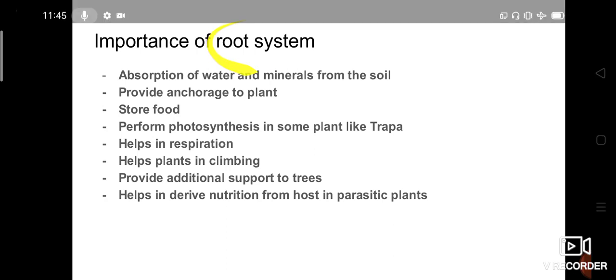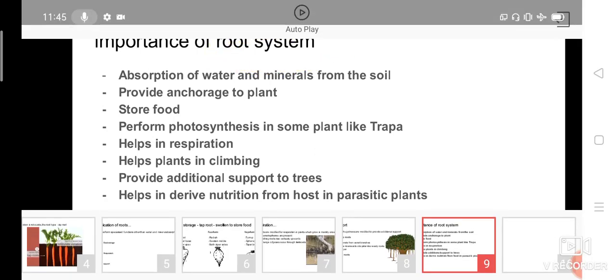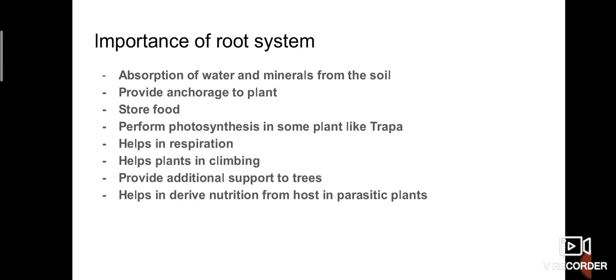Here we are discussing about root only. So you have to think related to that. So which root provides additional support? Prop root. Okay, and helps in deriving nutrition from host in parasitic plants. So some plants, what they will do, they can't prepare their own food, so they derive the food. They will get the food from some other plants. So such plants are called parasitic plants. The plant from which the food is taken is called host plant. The plant which is taking the food is called parasitic plant. So the roots are also doing this function. So, okay, these are the importance of the root system.